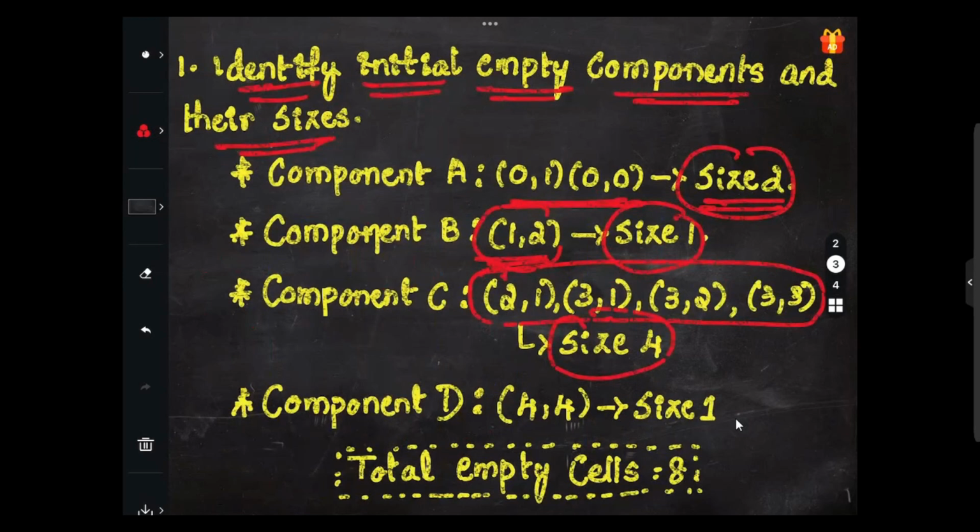Now, for component A, the empty components are of size 2. For component B, it's size 1. For component C, it is size 4. For component C, we are going with row 2 as well as row 3 at a time, right? So this is of size 4. And for component D, we are considering size 1. Total, do the total here: 2 plus 1 is 3, 3 plus 4 is 7, 7 plus 1 is 8. Total empty cells is 8 we have, right here.